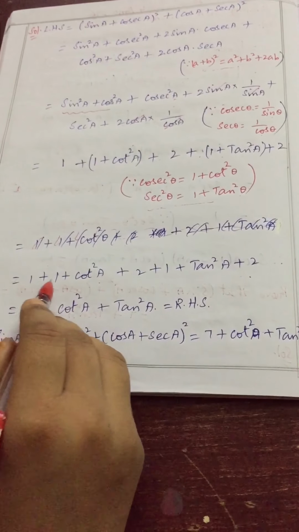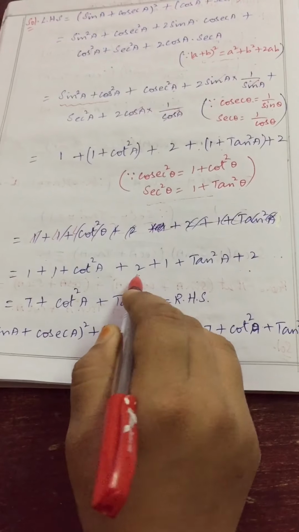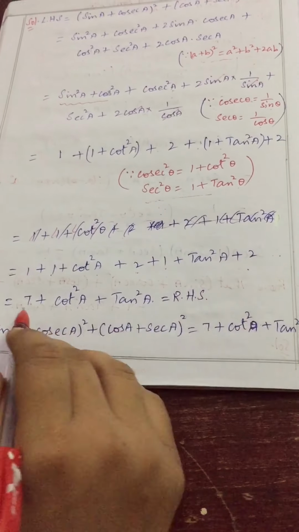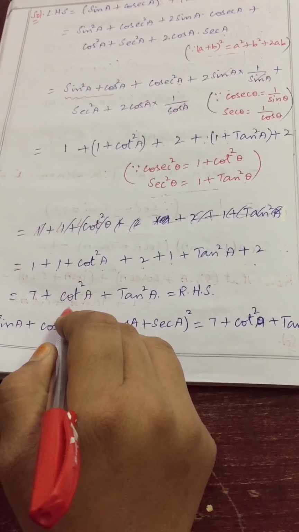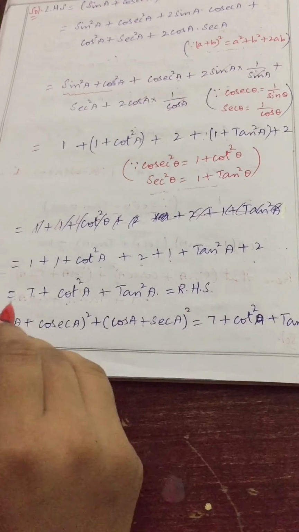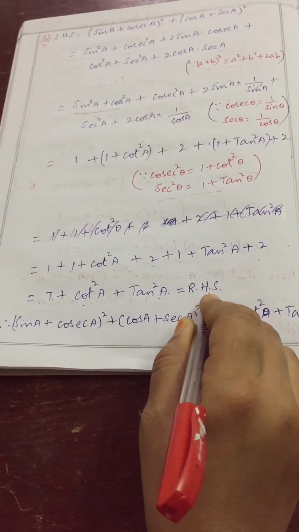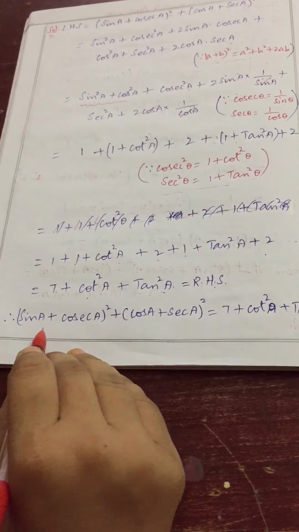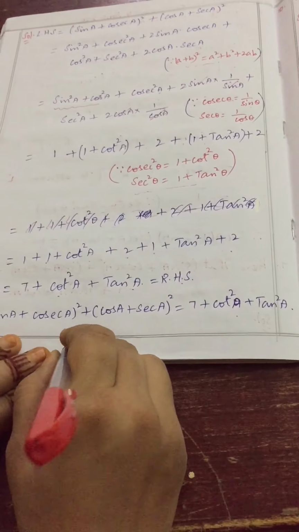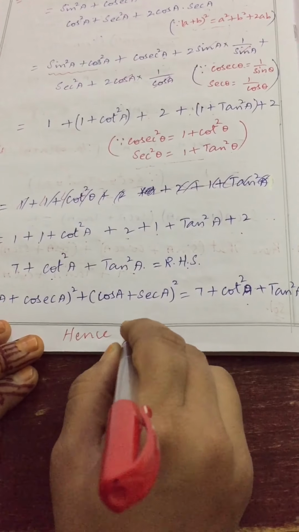Now add the numbers: 1 plus 1, 2; 2 plus 2, 4; 4 plus 1, 5; 5 plus 2, 7; plus cot square A as it is plus tan square A as it is. So our answer is 7 plus cot square A plus tan square A. That is nothing but the right hand side. So when we took the left hand side, we got the right hand side. Hence proved, children. So we got the answer here.